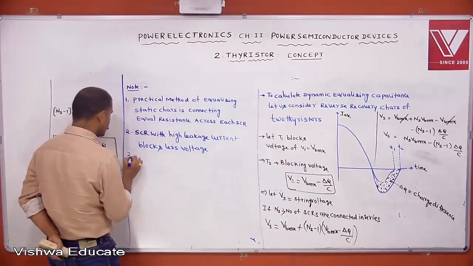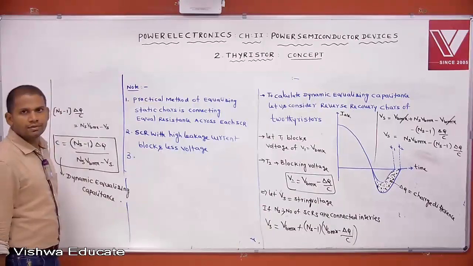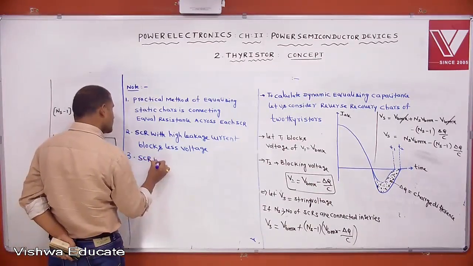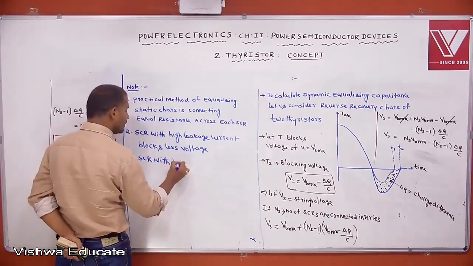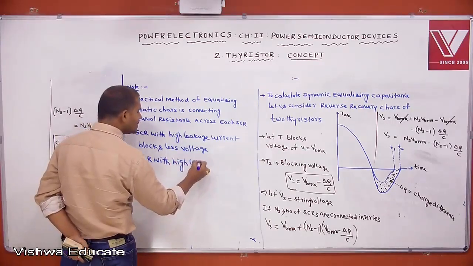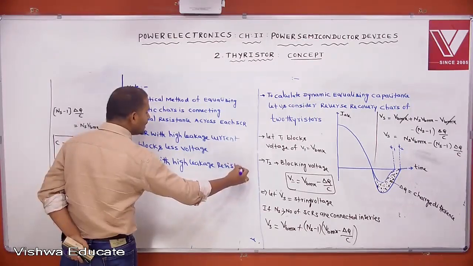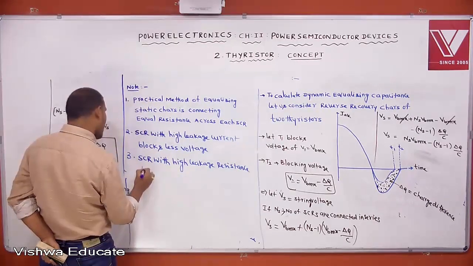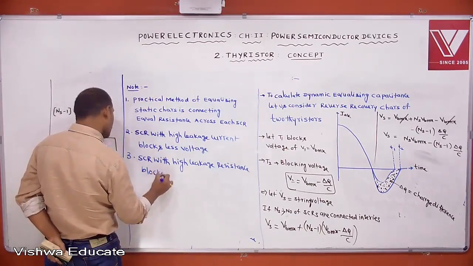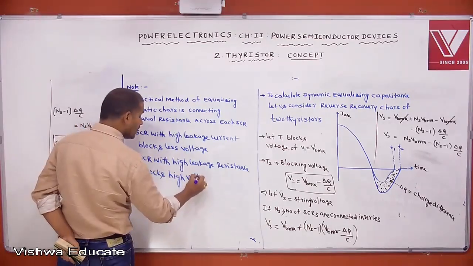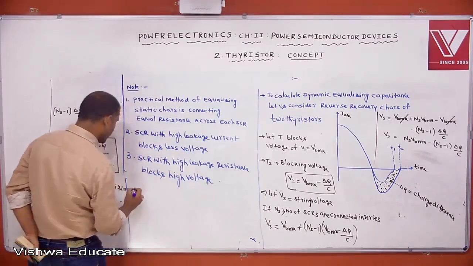Next, third observation: an SCR with high leakage resistance. If the resistance is high, the current is less. An SCR with high leakage resistance blocks high voltage, exactly the opposite. Next.